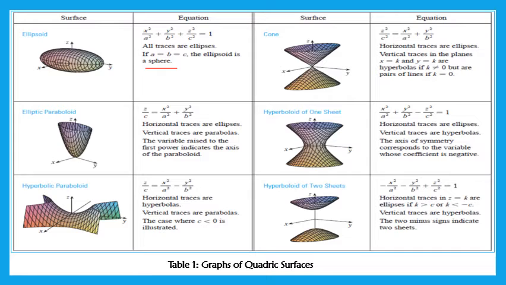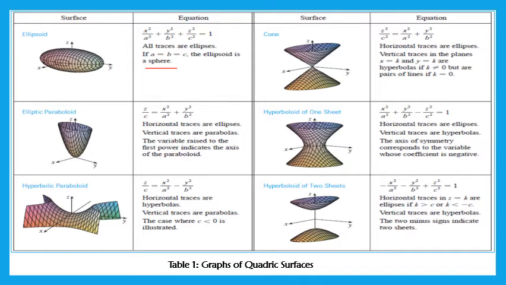Horizontal traces are ellipses, yung sa cone. Di ba? Kasi when we let x is equal to 0, yung makukuha natin na formula is z squared over c squared is equal to y squared over b squared. So vertical traces in the planes x equals k and y equals k are hyperbolas if k is not equal to 0, but are pairs of lines if k equals 0.